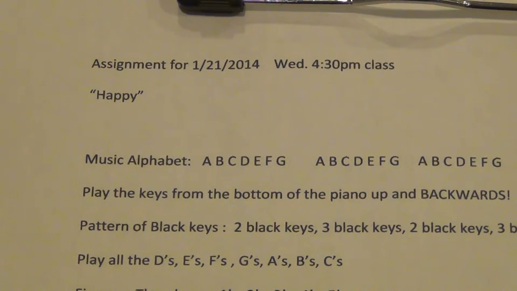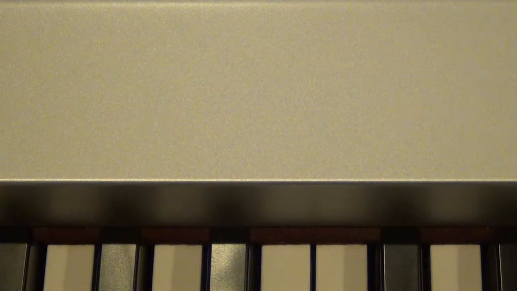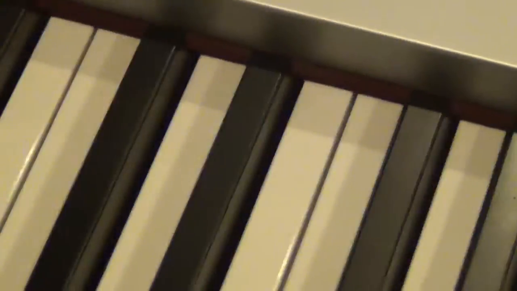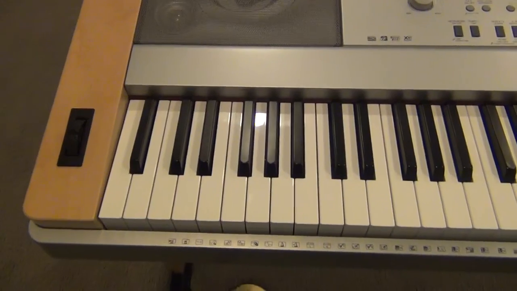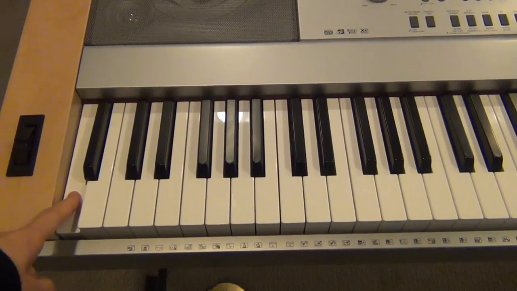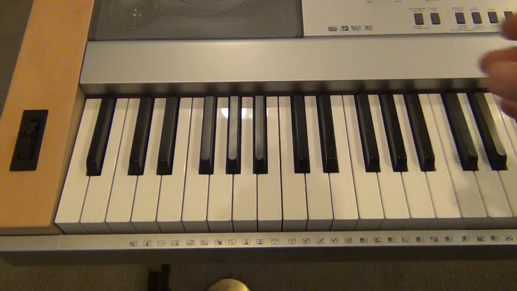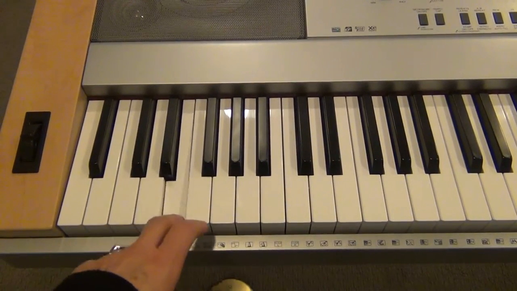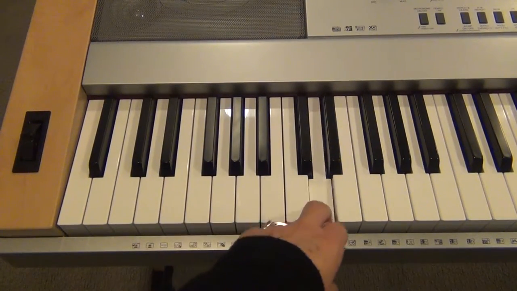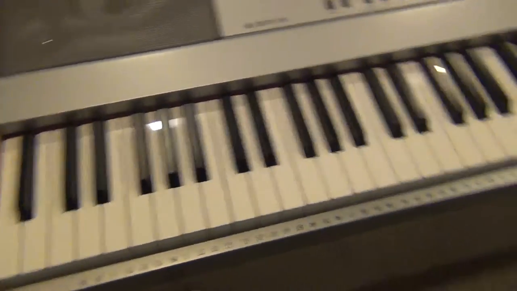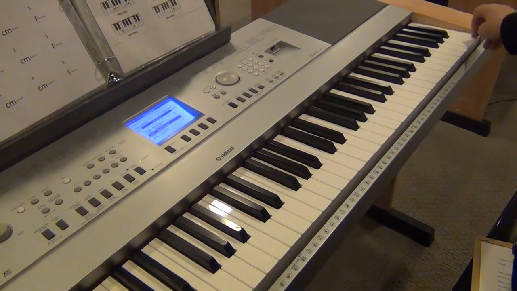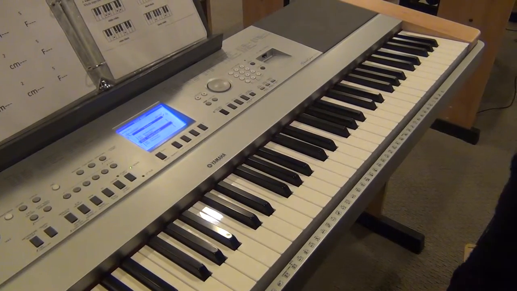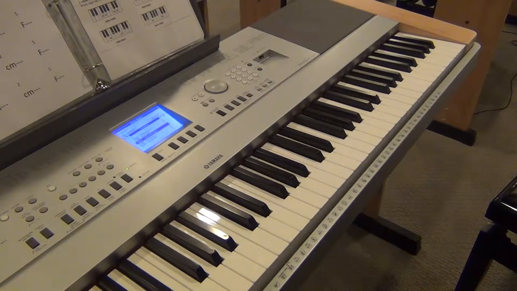Then also you're naming the keys from the bottom up. They learned the geography of the keyboard. Let me see if I can zoom out here for a moment so you can get a picture. You're going to start at the very bottom and name these keys: A, B, C, D, E, F, G, A, B, C, D, E, F, G. You're going to continue all the way up to the top, and the very last key at the top is C. So that's good to remember. The very top note is C.